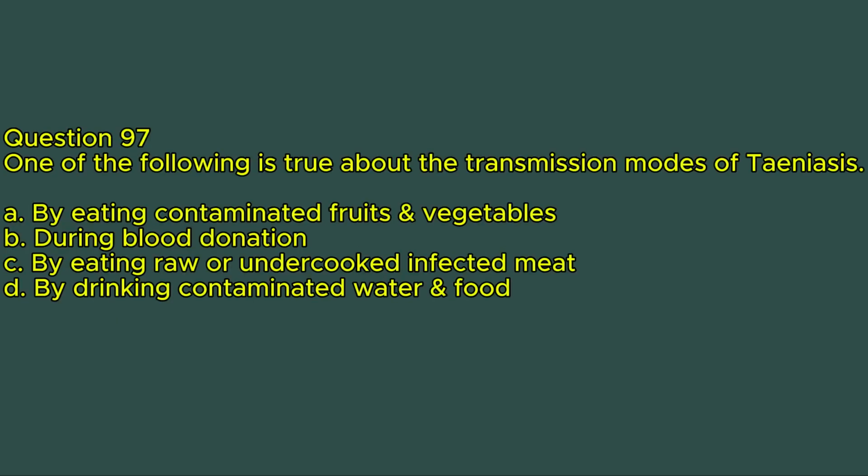Question 97. One of the following is true about the transmission modes of teniasis. A. By eating contaminated fruits and vegetables. During blood donation. By eating raw or undercooked infected meat. By drinking contaminated water and food.